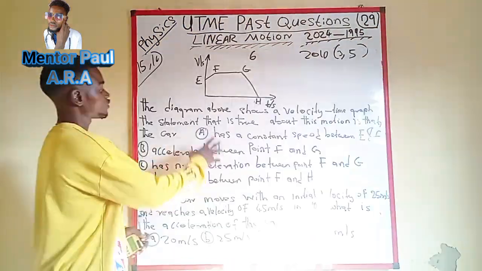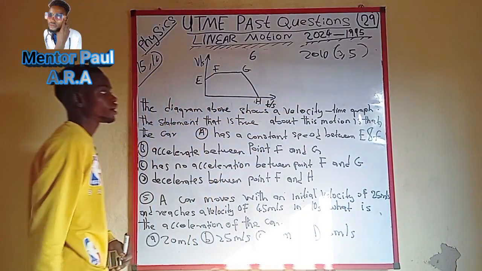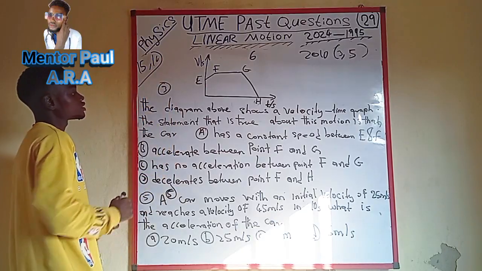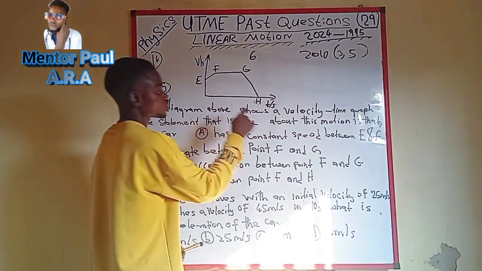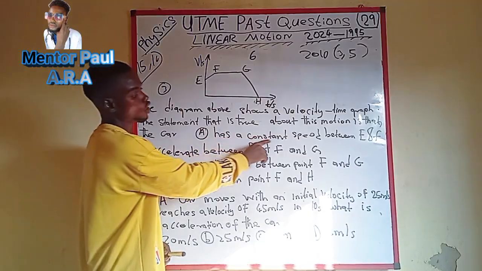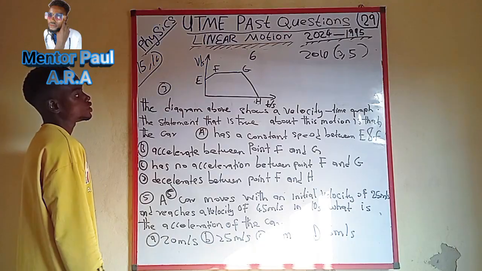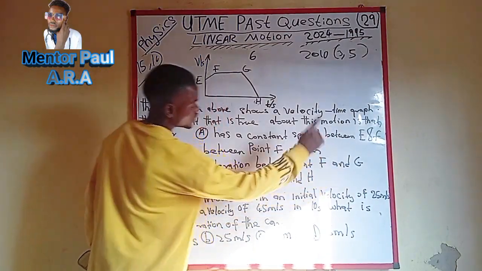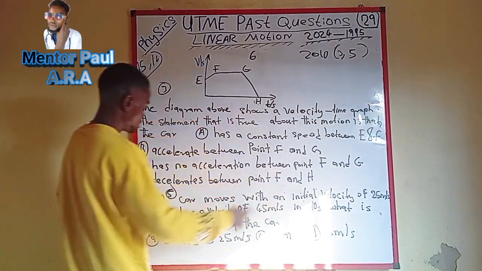The next question: I have two questions, this one and this one, in the year 2003 and 5. This is the third one, this is the fifth one over here. The diagram above shows a velocity-time graph. The statement that is true about this motion is that car A has a constant speed between E and F. We analyze that it has no acceleration between points F and G, and decelerates between points F and H.